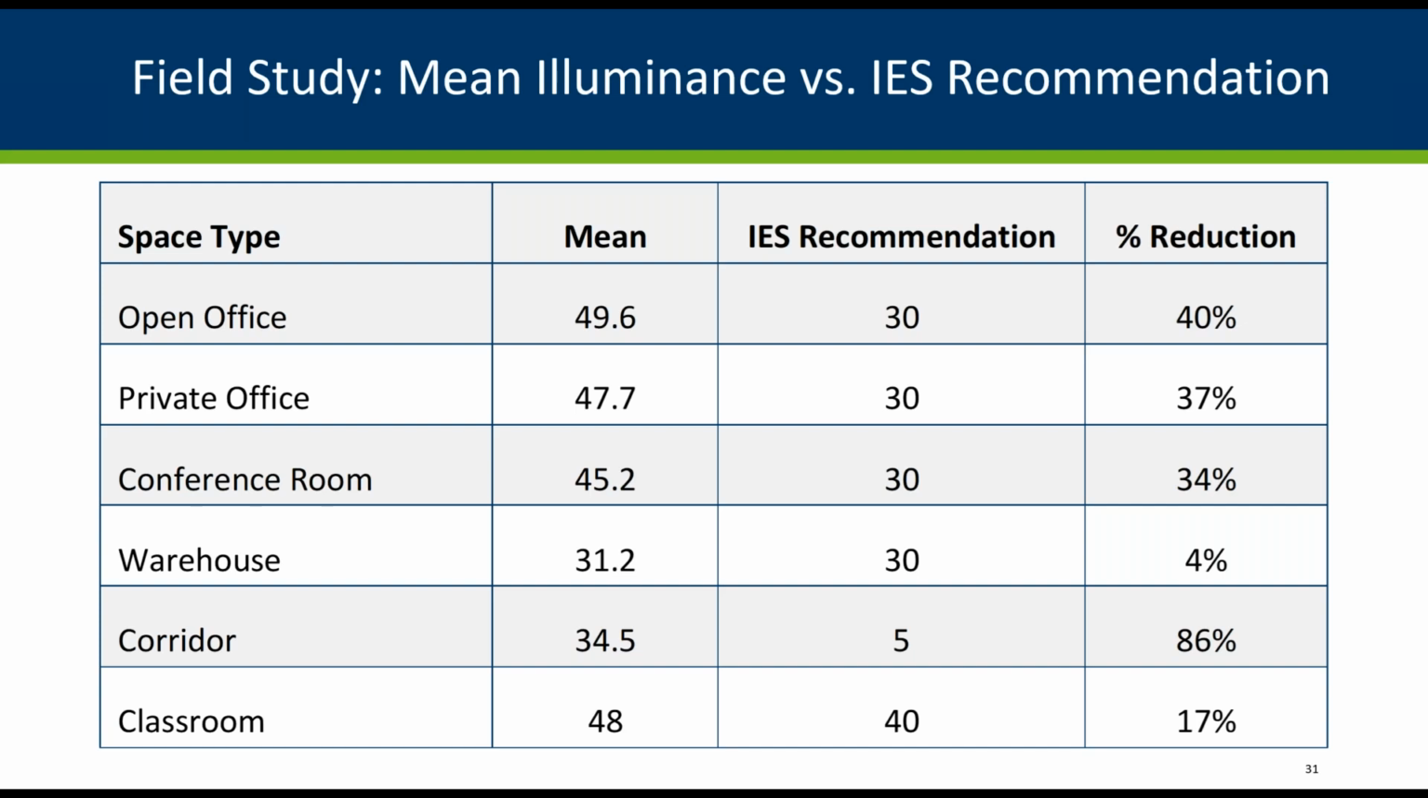Warehouse was the only space type with a mean illuminance essentially on par with the IES recommendation, and it was overlit by 4%. This could be due to an increased design focus, since lighting energy costs in a warehouse are a significant operating expense because of fairly typical long hours of operation.